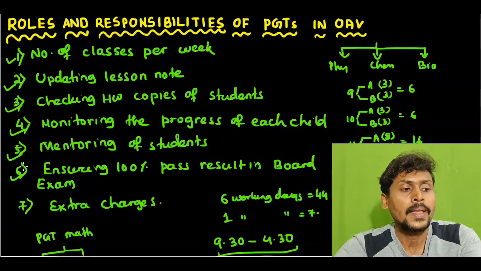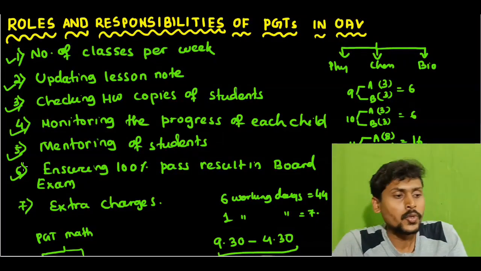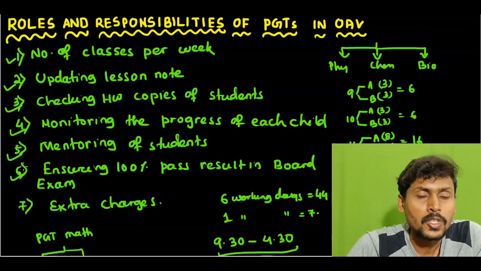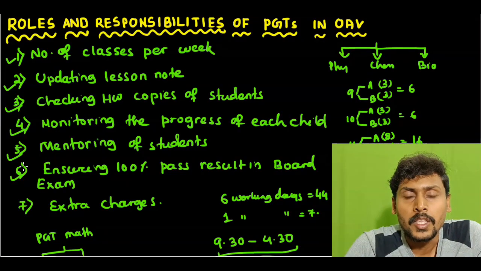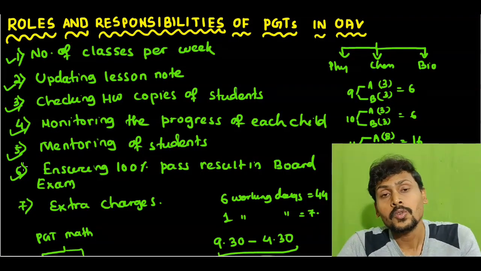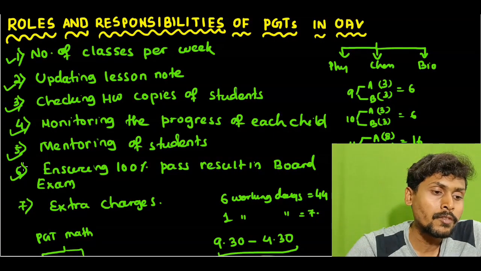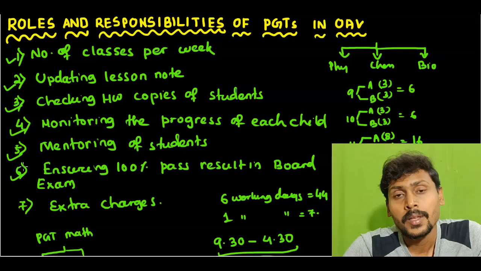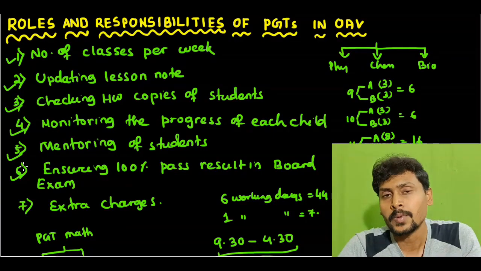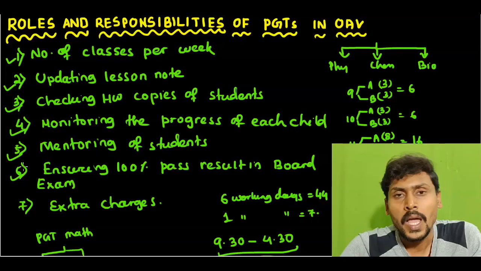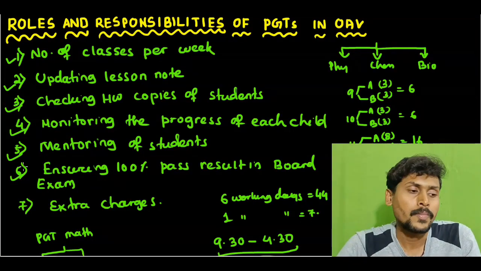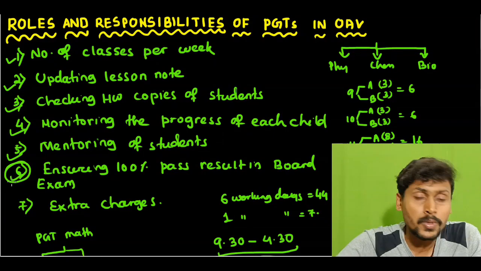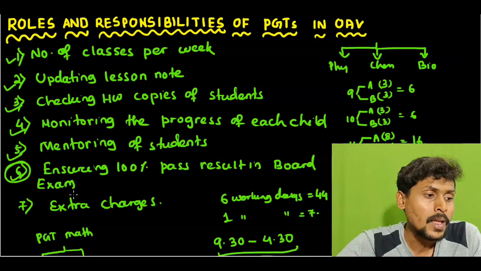So this point number 6, ensuring 100% pass result, is quite challenging because if even one child fails, then you cannot achieve this goal. So as a teacher you have to give your best, you have to give your 200% in ensuring this 100% pass result. Whatever methods are good, you will have to apply them, but you have to ensure this thing. This is one of the biggest responsibilities of the teacher.